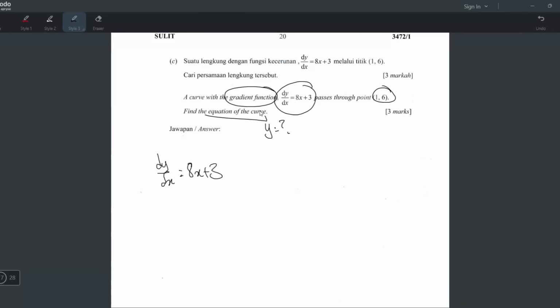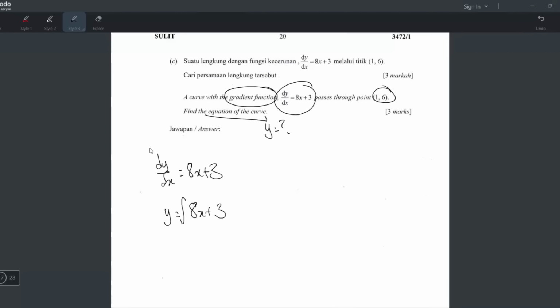In other words, this is the dy dx that was differentiated, but they're asking for the one before differentiation. Before you differentiate this, what is this? So that's why you have to integrate back. You have to do it in reverse. So how do you do it in reverse? You integrate the 8x plus 3. This is the integrate symbol.